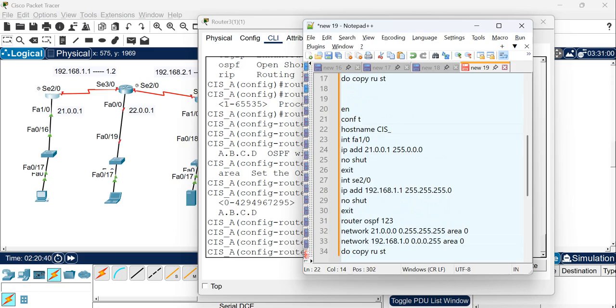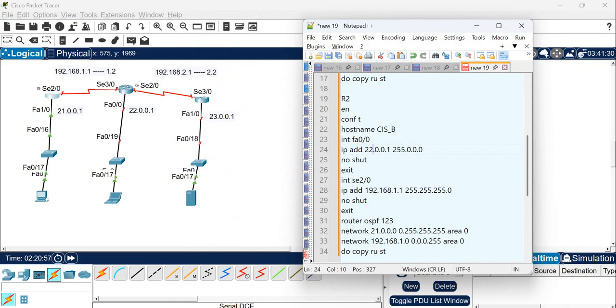Yes. I will explain the architecture now. So what is the configuration for the next router? This is for router 2. So for interface 0/0, what is the IP? It is going to be 22.0.0.1. Do I have SE2? Yes. What is the IP of SE2? 192.168.2.1.